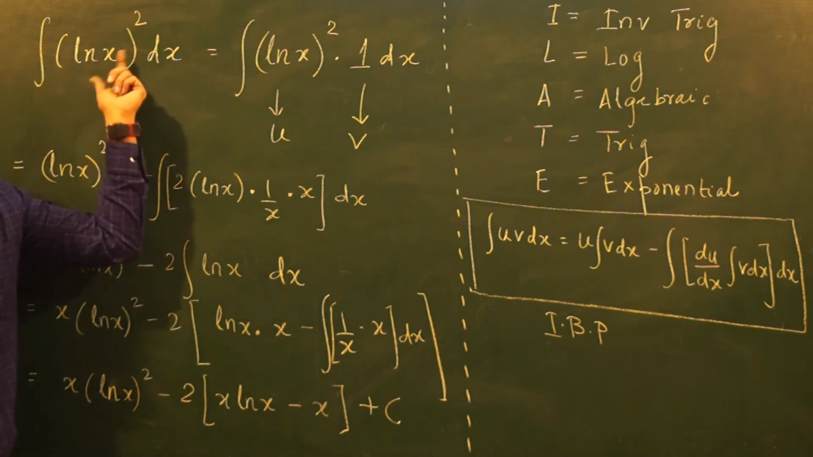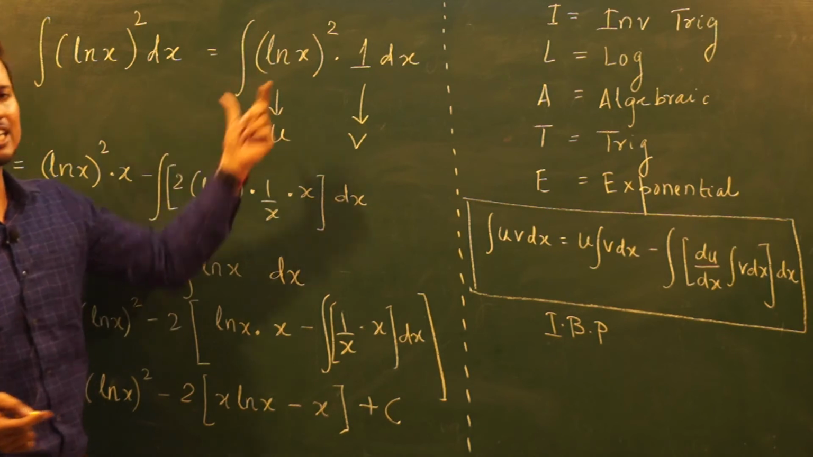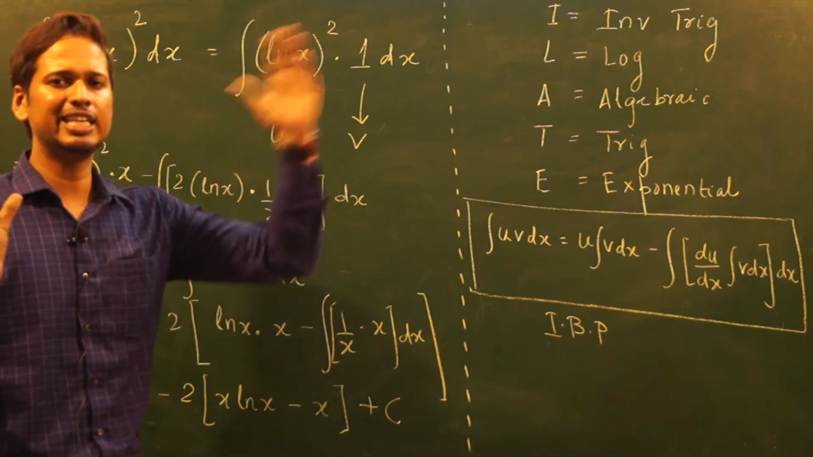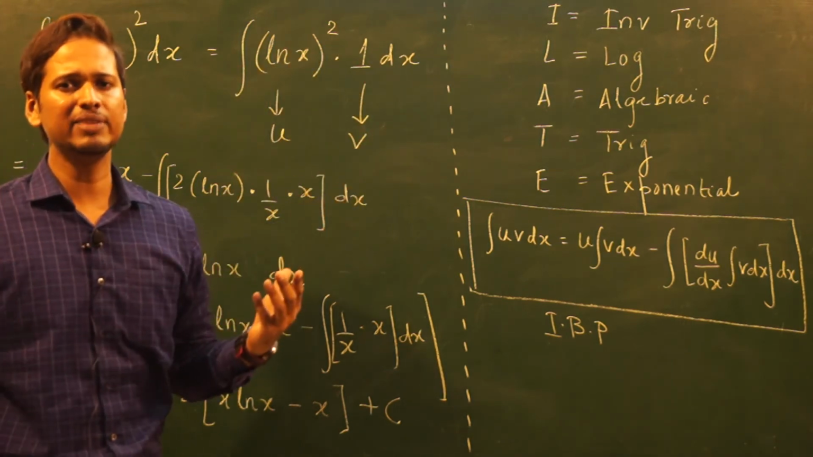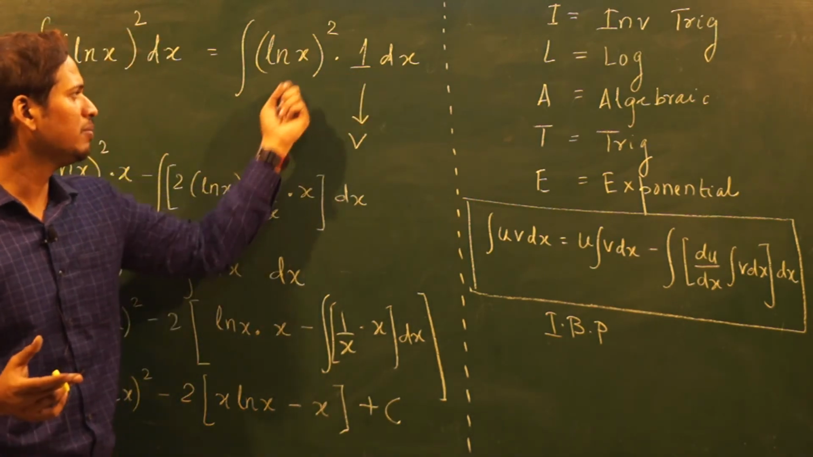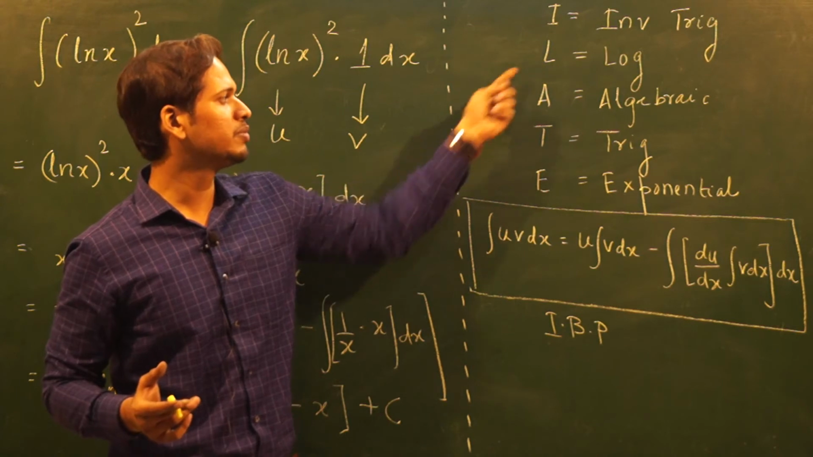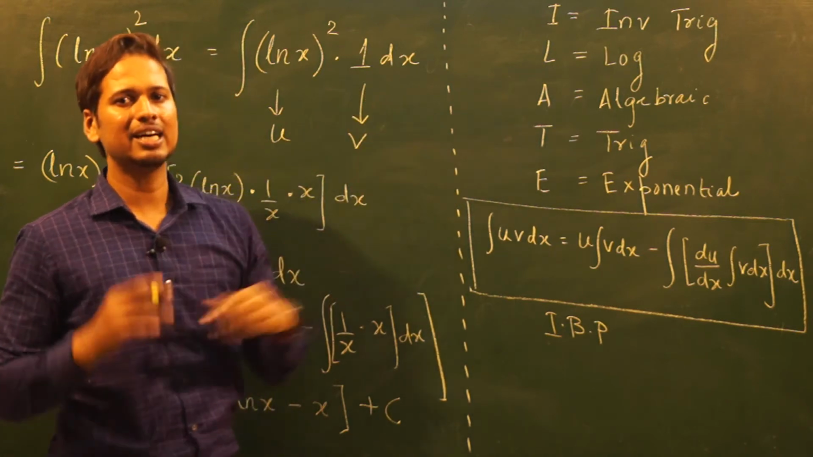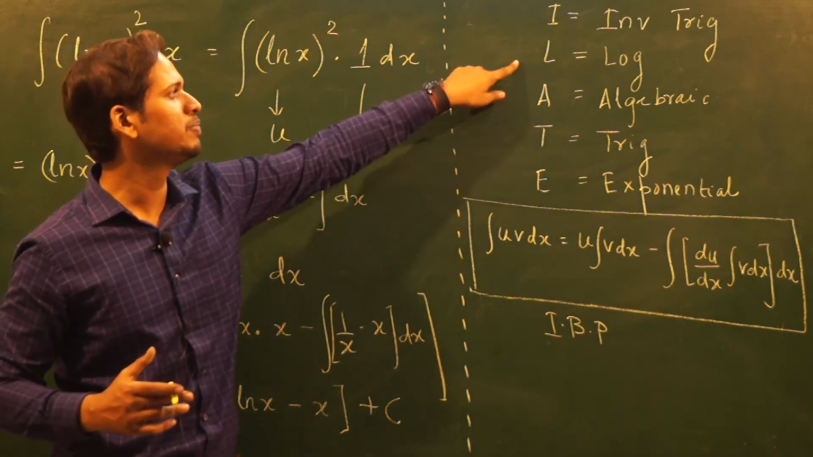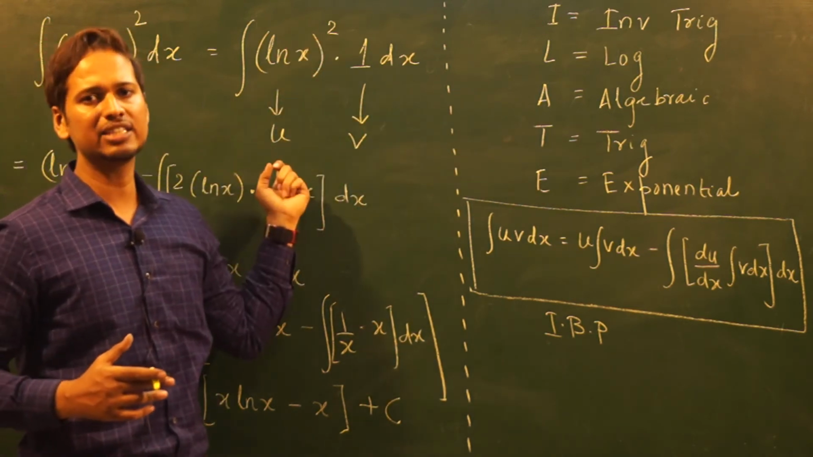Now (ln x) whole square can also be written as (ln x) whole square times 1. This is a strategic way of writing it, because I cannot take ln x and ln x as two different functions and treat one as u and another as v, since then v would not be easy to integrate. So I write 1 next to (ln x) whole square and treat ln x as u according to the ILATE rule. L comes before A. Please note 1 is treated as an algebraic function, which is below the logarithmic function, so it will be treated as v.